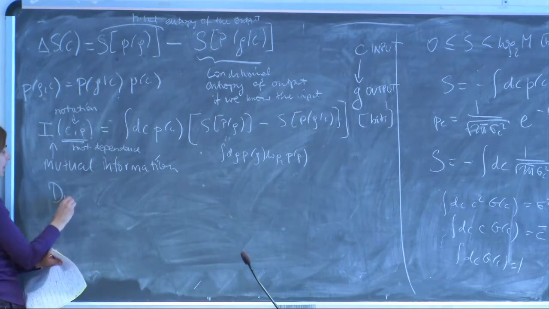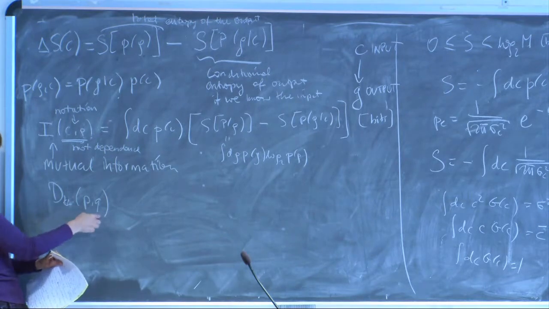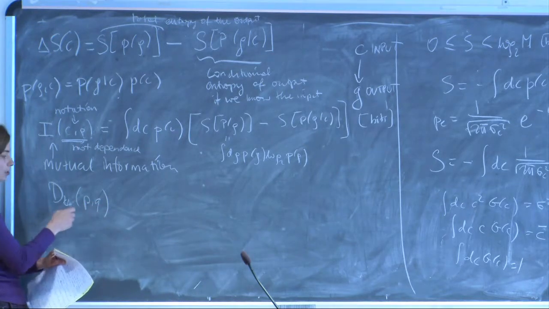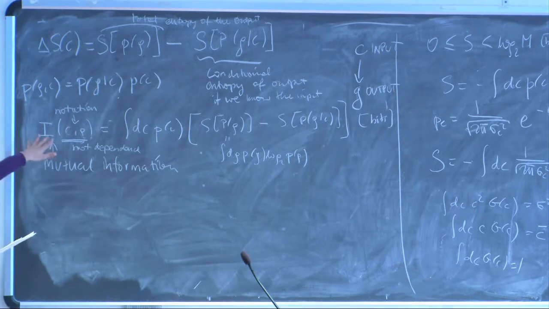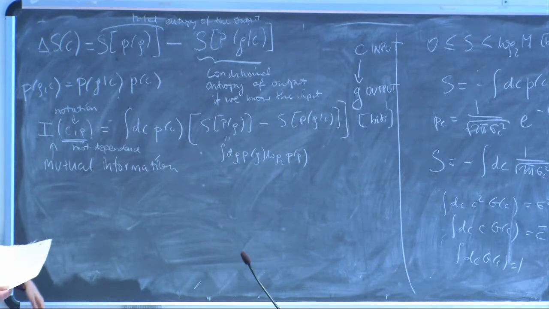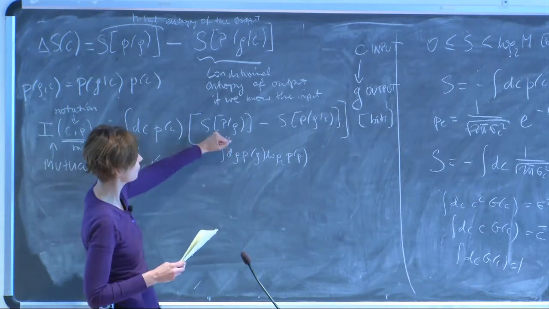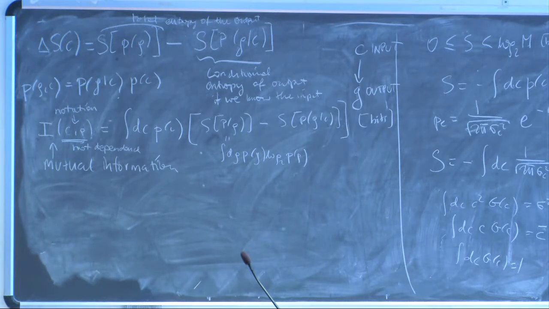It's like when we wrote down DKL of P and Q. It also doesn't mean it's a function of P and Q. It just means it's the Kullback-Leibler divergence between the P distribution and the Q distribution. So don't think it's a function. This information is a number in bits, like 2 or 8 or 0.5. It's a scalar number. What it tells you is how much your uncertainty about the one variable, the output, is reduced by knowing the other one, here the input. But it's mutual, it's a symmetric measure.